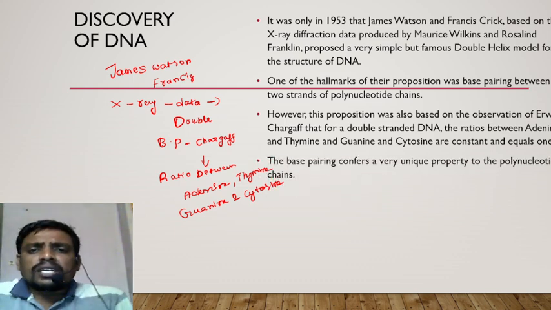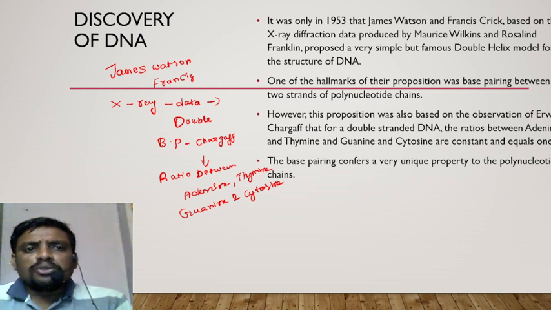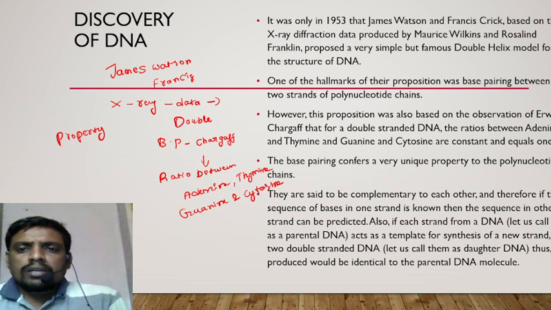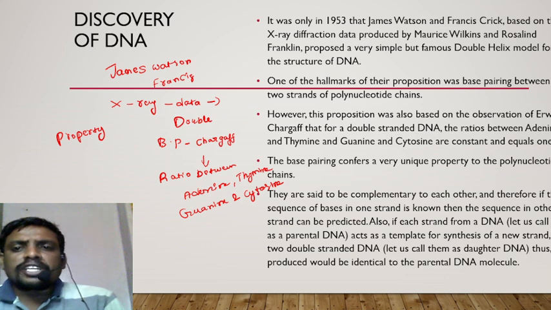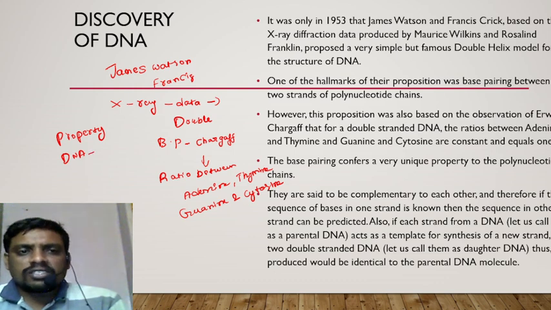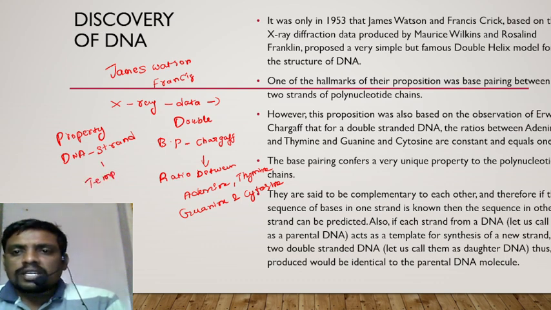The base pairing confers a very unique property of the DNA or genetic material to the polynucleotide chains. They are said to be complementary to each other. Okay, and let us take some predictions here. If each strand from a DNA acts as a template for synthesis, if we take the DNA as a double helical structure, let us take one strand of the DNA, it acts as a template.